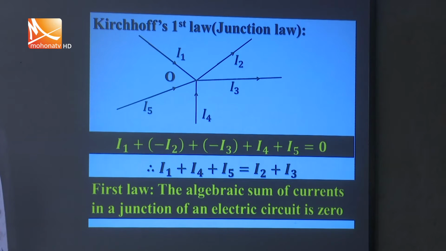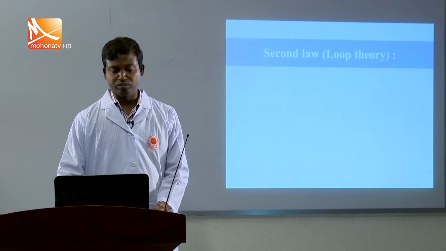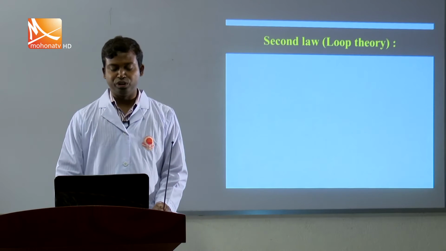So, mathematically this is the equation, but linguistically you can say that the algebraic sum of current in a junction of an electric circuit is 0. That means the total current at the junction will remain 0. Now, about the second law, which is known as the loop theory.